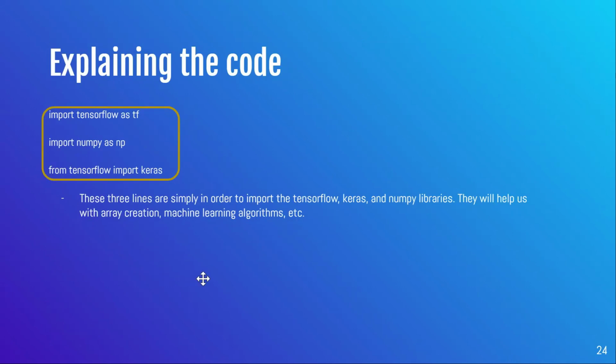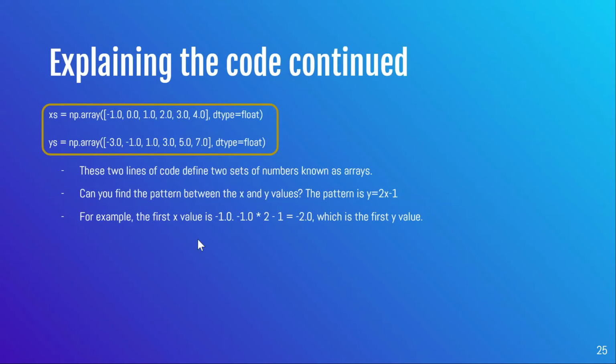The first three lines of code basically just import the different libraries that we need: TensorFlow, NumPy, and Keras from TensorFlow libraries. They will help us with array creation, machine learning algorithms, etc. The next two lines just create the two arrays, or two sets of data, that we're going to compare. You see there's an X set, which is denoted by XS, and the Y set, which is denoted by YS. So can you find the pattern between the X and Y data?